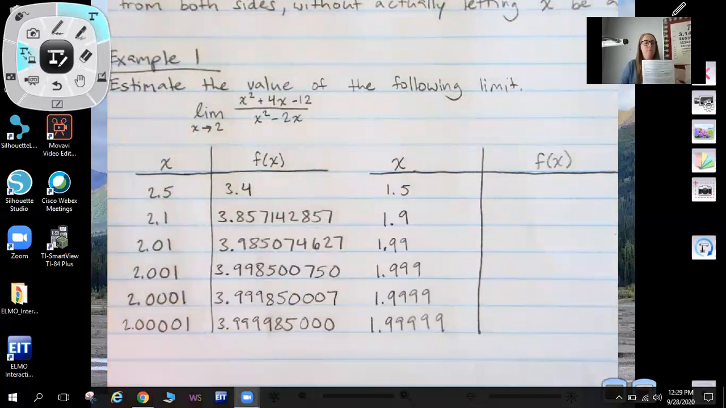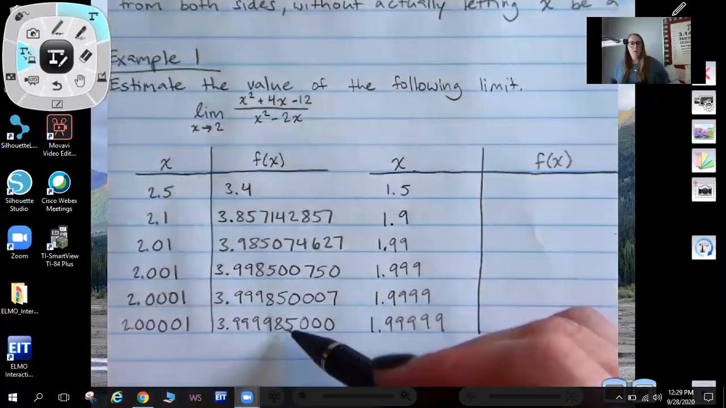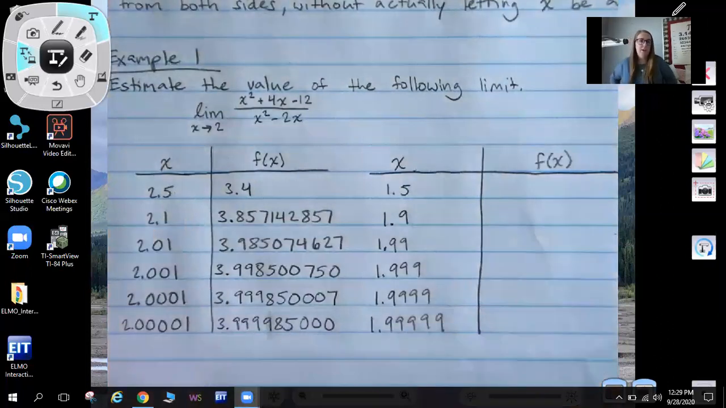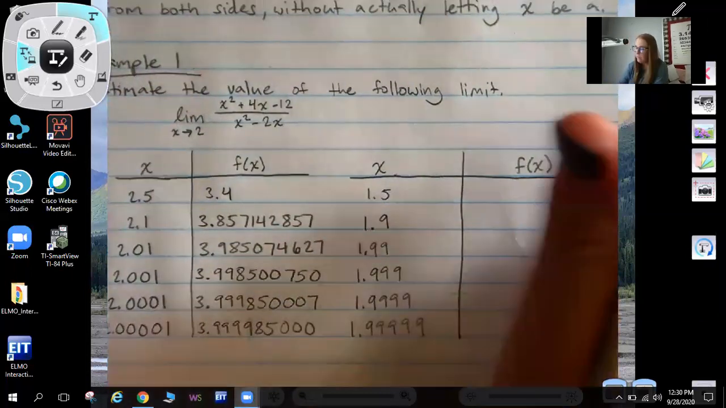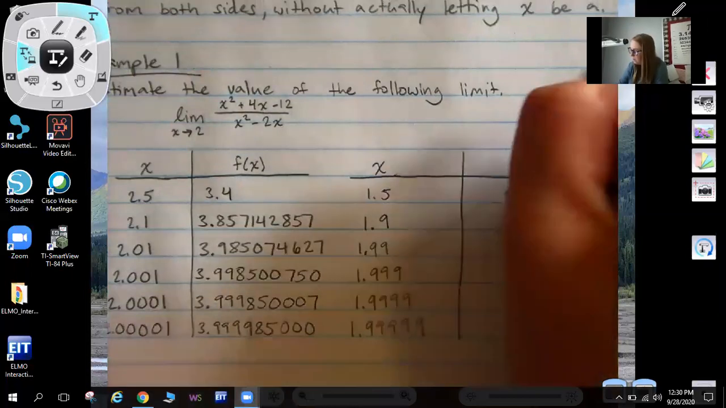Okay, so plugging in all those numbers, what does it look like our limit is going to be? 4. So these numbers are getting closer and closer to 4. Let's check and make sure on the left side of 2 that the same thing is happening. Okay, if we plug in 1.5, we get 5.0.